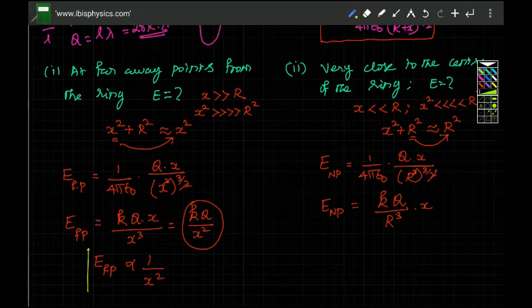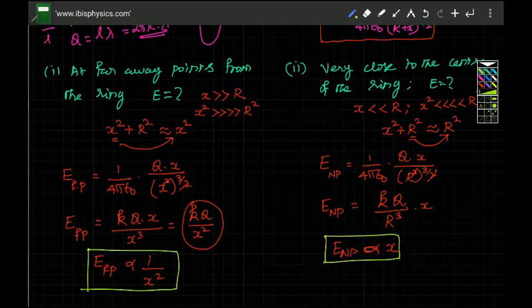Then the electric field at a near point to the ring is kqx by r cube. r is the radius, q is the charge given, k is 1 by 4 pi epsilon naught, all are constants. So this is equal to some constant into x, hence it is directly proportional to x. So at a point close to the center, the electric field is directly proportional to x, and hence the electric force is also directly proportional to x. But at far points, the electric field is inversely proportional to x square.